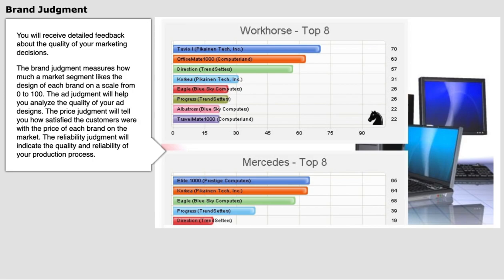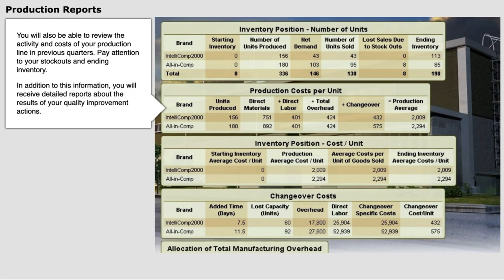You will receive detailed feedback about the quality of your marketing decisions. The brand judgment measures how much a market segment likes the design of each brand on a scale of 0 to 100. The ad judgment will help you analyze the quality of your ad designs. The price judgment will tell you how satisfied the customers were with the price of each brand on the market. The reliability judgment will indicate the quality and reliability of your production process. You will also be able to review the activity and costs of your production line in previous quarters. Pay attention to your stockouts and ending inventory. In addition to this information, you will receive detailed reports about the results of your quality improvement actions.